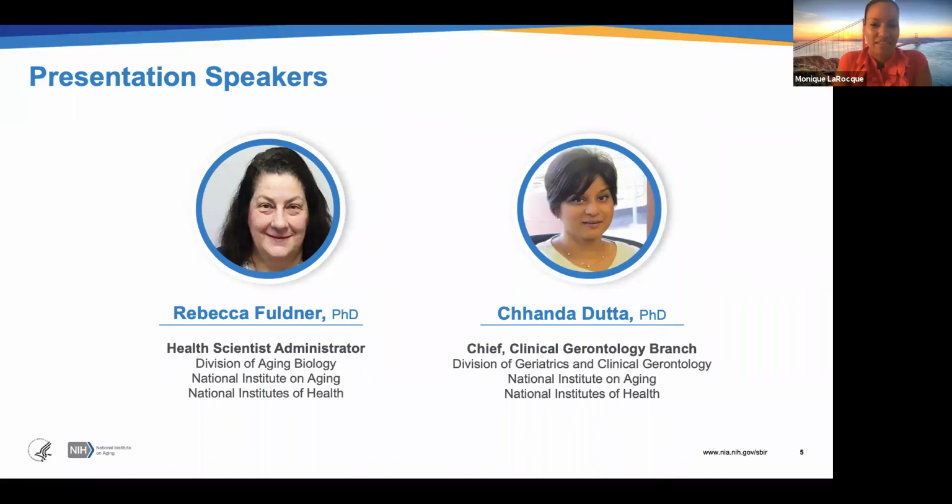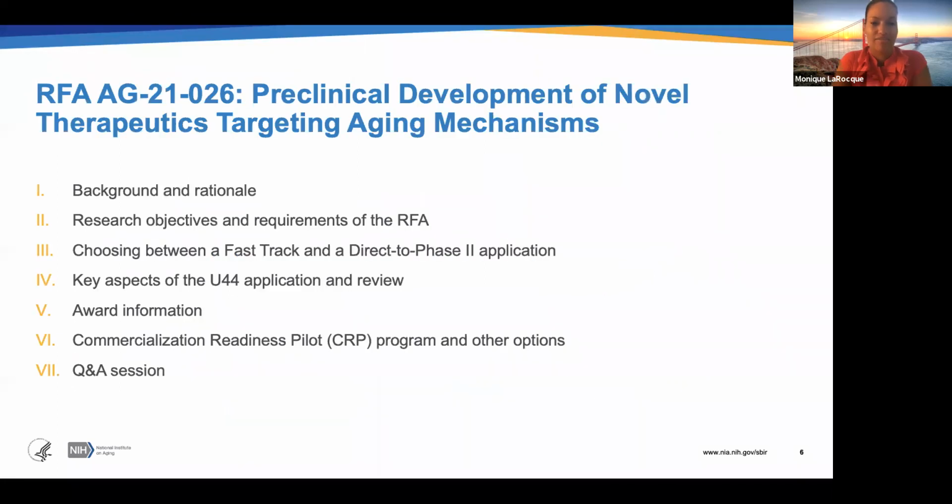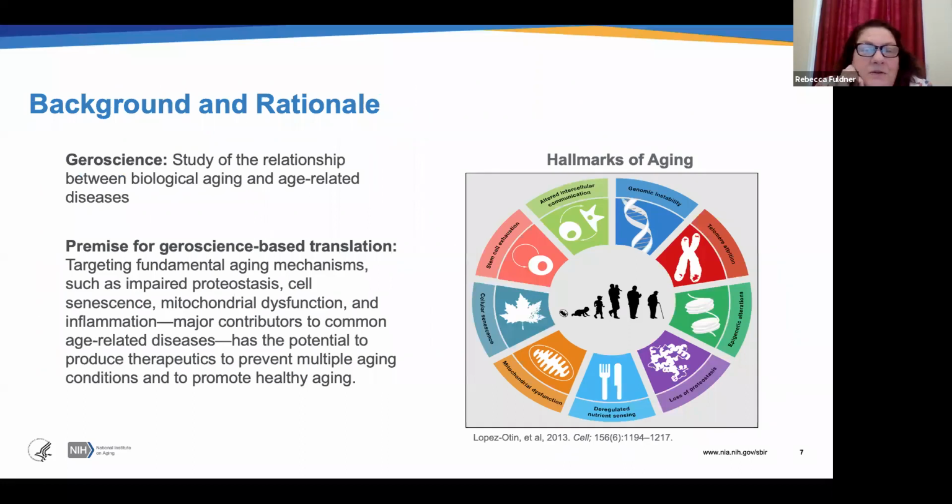RFA AG 21-026, Preclinical Development of Novel Therapeutics Targeting Aging Mechanisms. Seven webinar sections. So hello, I'm Rebecca Fuldner from the Biology Division of Aging Biology at the NIA. I will be giving a little bit of background and rationale for the development of this particular FOA. Section 1, Background and Rationale, Geroscience and Premise for Geroscience-Based Translation. A circular diagram titled Hallmarks of Aging lists cellular and molecular level changes.